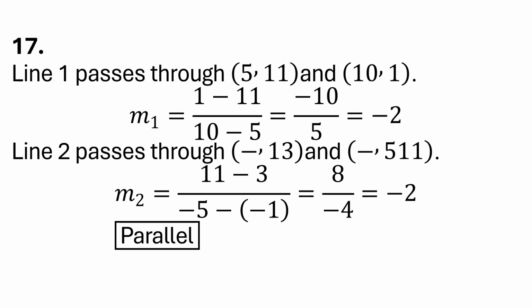The slope of line 1 is -2. The slope of line 2 is also -2. Since the slopes are equal, the lines are parallel.